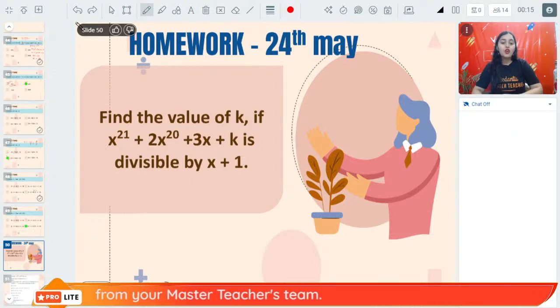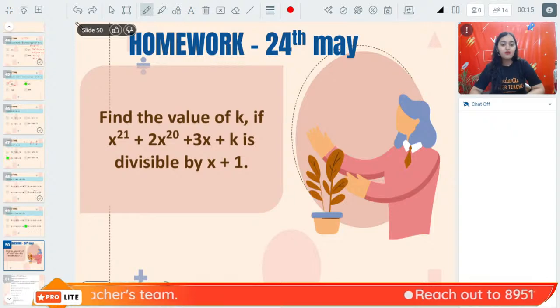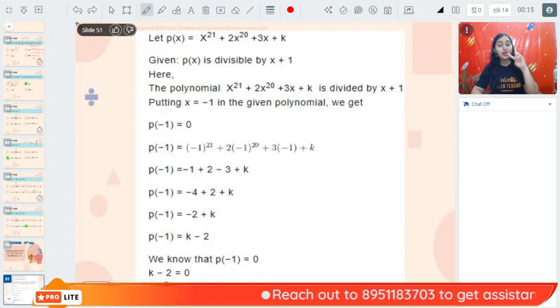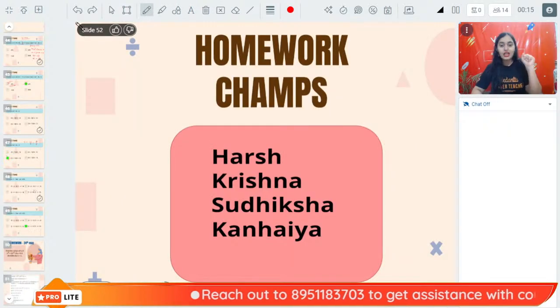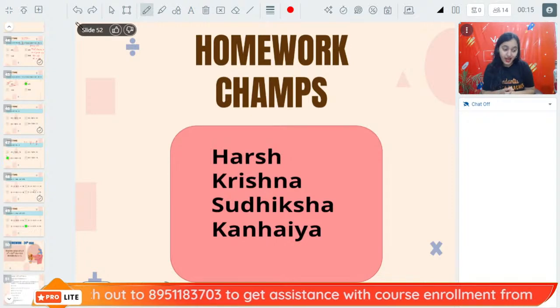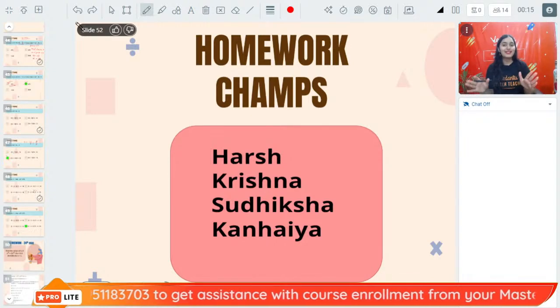Now, this was your homework, which I gave you yesterday. Find out the value of k if it is divisible by x plus 1, and the value of k is coming out to be 2, right? So my homework champs are Harsh, Krishna, Sudhiksha and Kanhaiya who have answered all the questions correctly.